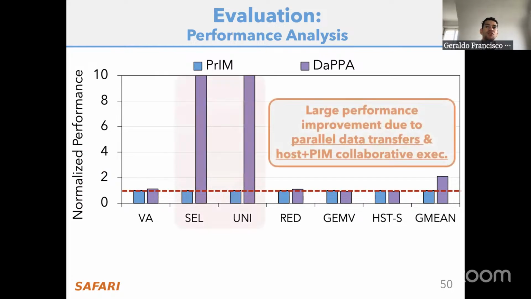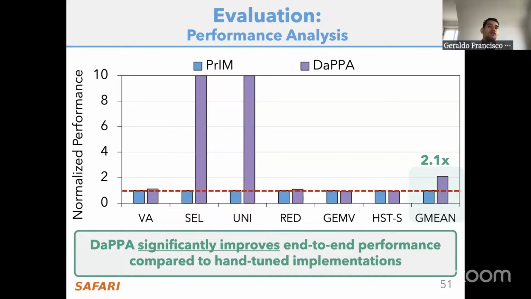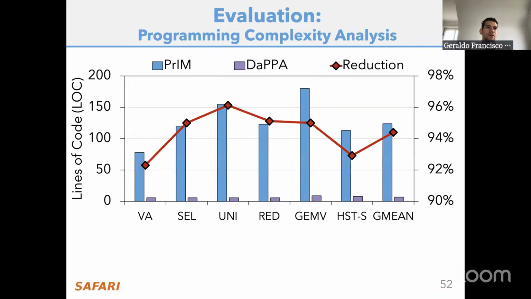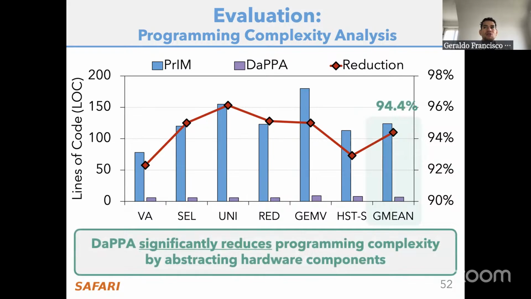We can observe a large performance improvement for some workloads due to DaPPA's usage of parallel data transfer and collaborative host and PIM execution. Overall, DaPPA provides 2.1 times the performance of hand-tuned code. Next, we evaluate the programming complexity measured in lines of code. On average, DaPPA reduces the required lines of code by 94% compared to the PrIM implementations.